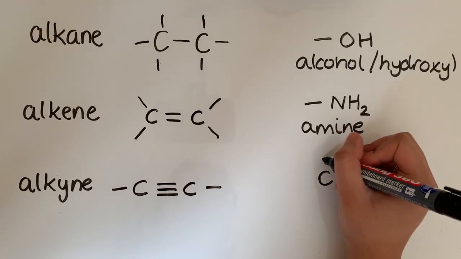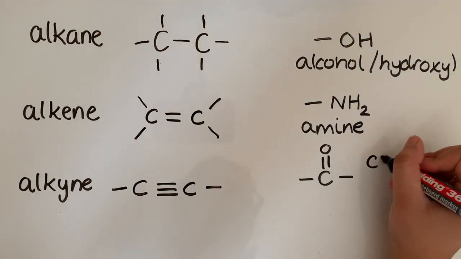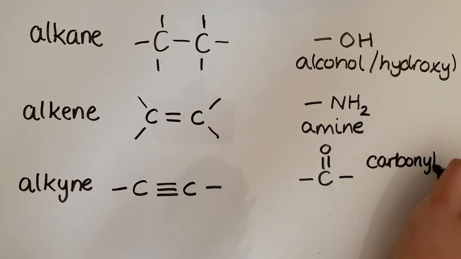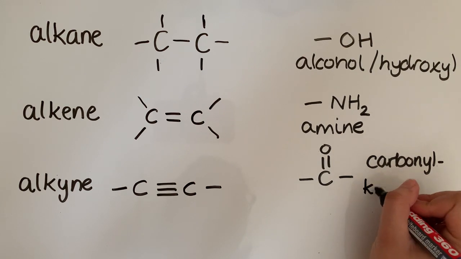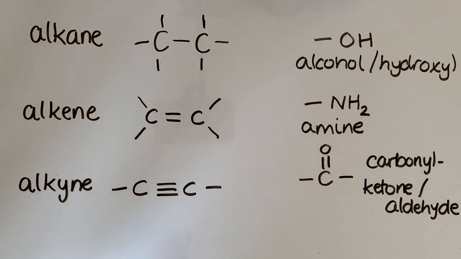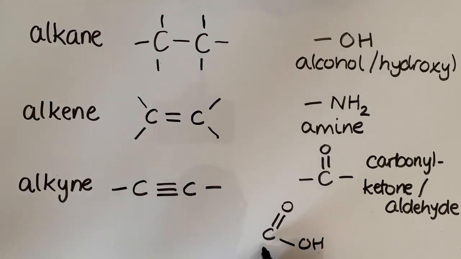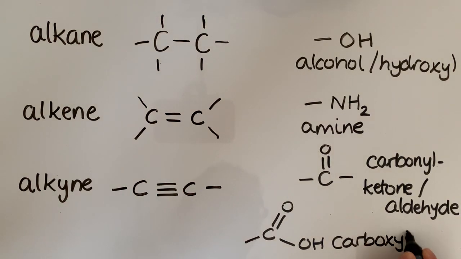If we see a carbon double bonded to an oxygen, we call this a carbonyl functional group, and that can be in either ketones or aldehydes. Don't worry too much about these if you don't know these names already. We will be looking at these in more detail. So that's a carbonyl. This one here, where we have a carbon double bonded to an oxygen and also bonded to an OH, this is what we call the carboxyl functional group, like so.